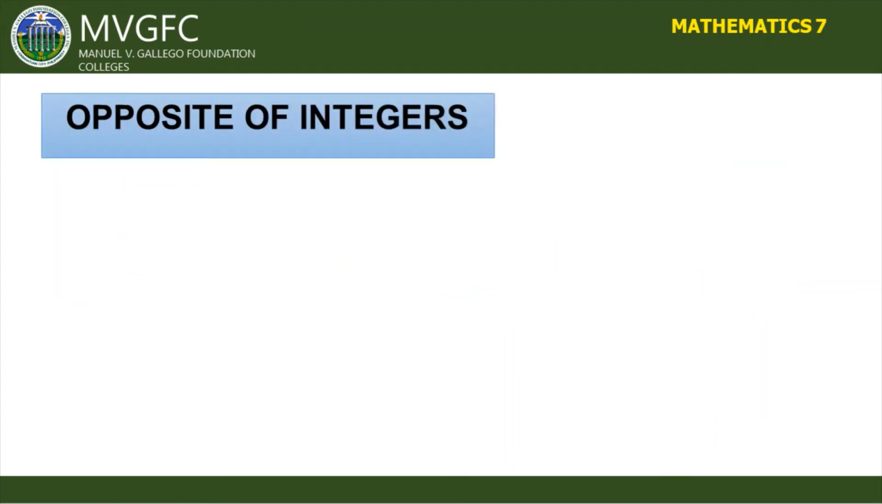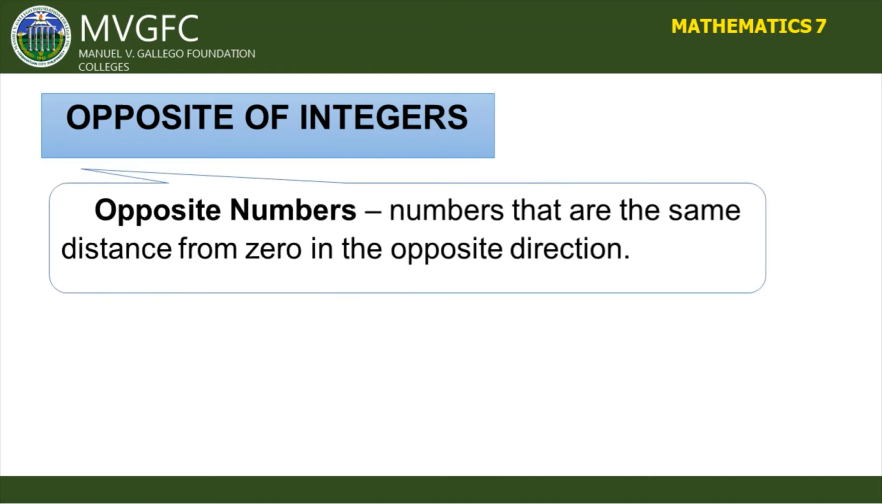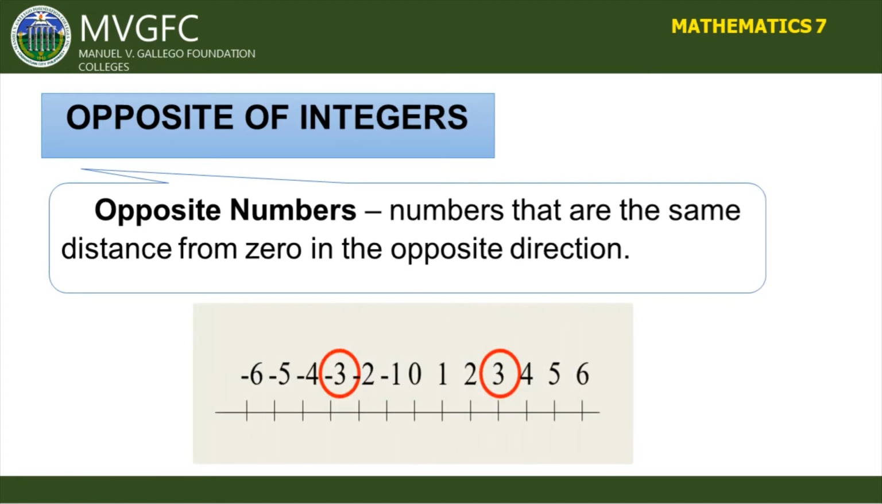Let us now have the opposite of integers. Opposite numbers are numbers that are the same distance from 0 in the opposite direction. So as you can see, we have here -3 and its opposite is 3 because they have the same distance from 0. When you count from 0 to 3, there are 3 steps to the right. Then when you count the distance from 0 to -3, there is still the same number of steps. It is 3 then. Okay, that's why they are what we call the opposite numbers.